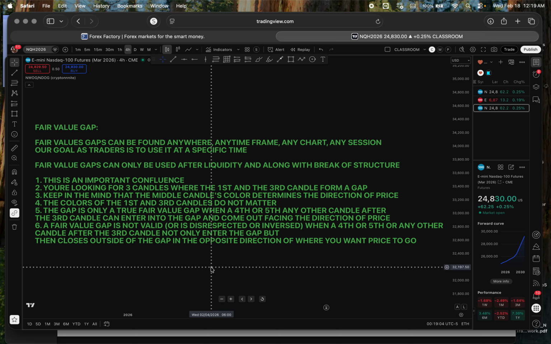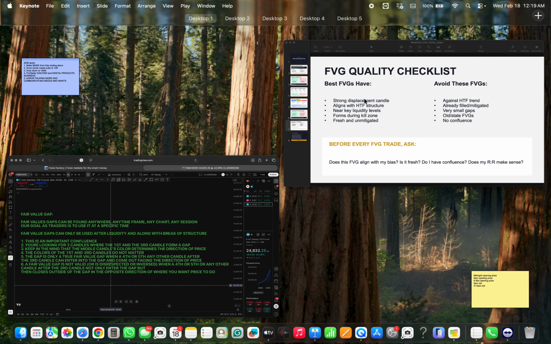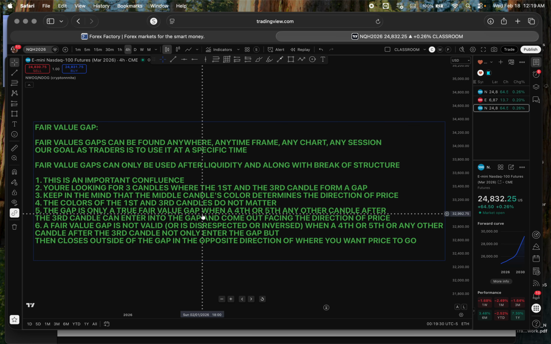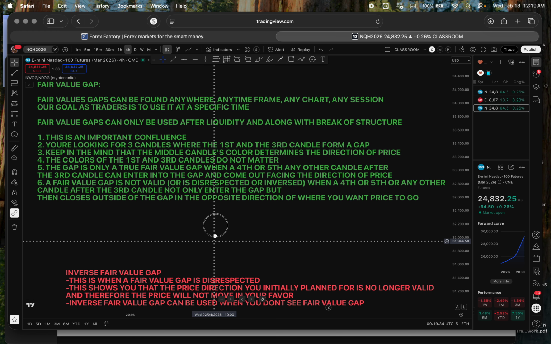The fair value gap is not valid, or it's considered disrespected, or it's considered inversed when a candle actually closes outside of the gap, going in the direction that you're not interested in trading in. That's called, on the PowerPoint here, a trade through. It shows reversing, that maybe price is actually not going in your favor. It's also called disrespected. It's also called inverse, and I will show you all of that.